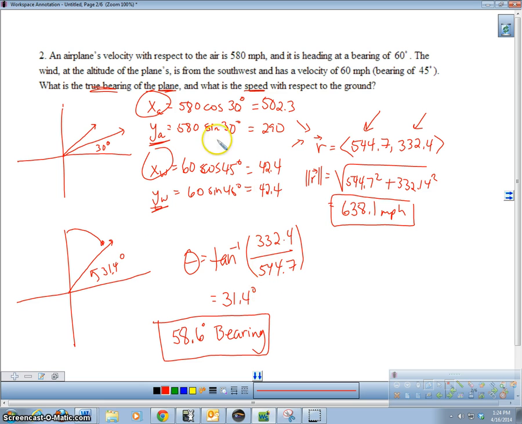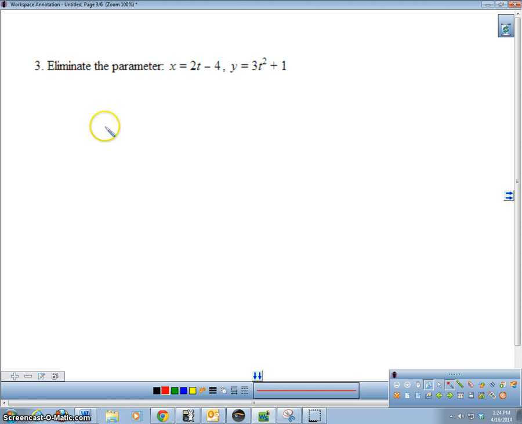So if you have multiple of them, you're just going to add them. You're going to add the x's and add the y's. Same thing. Let's take a look at the next one.